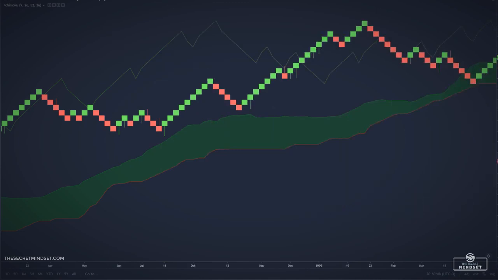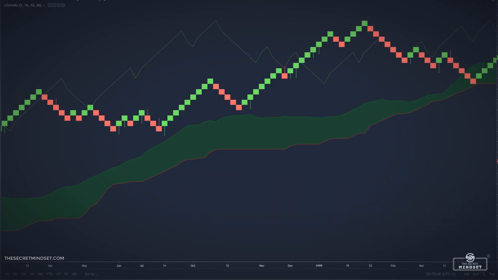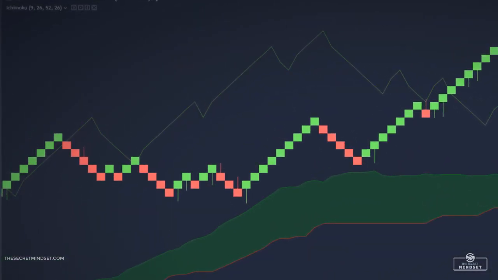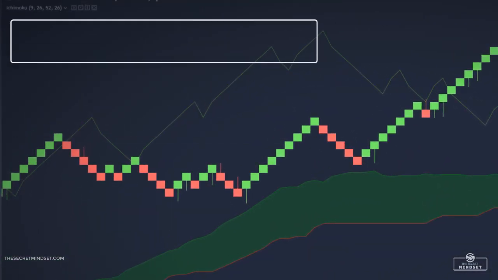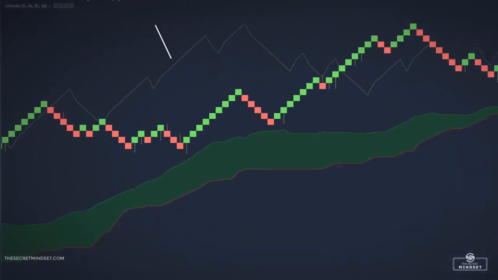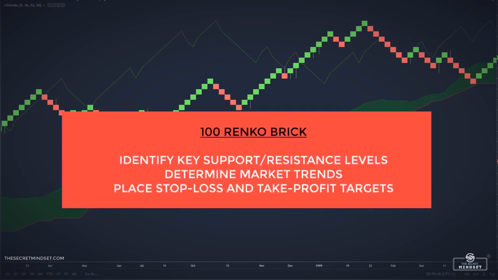Now, when we apply Renko charts with the Ichimoku cloud, we get a very clean, clear and simple way to analyze markets. Applying the Ichimoku to the Renko charts, but only using the two components that we discussed before, the Ichimoku cloud and the lagging span, will offer you a simple and effective trend following strategy. Here are the basic rules of this trading approach. We'll use the 100 Renko brick to identify key support and resistance levels, to determine the market trends, and to place our stop loss and take profit targets.